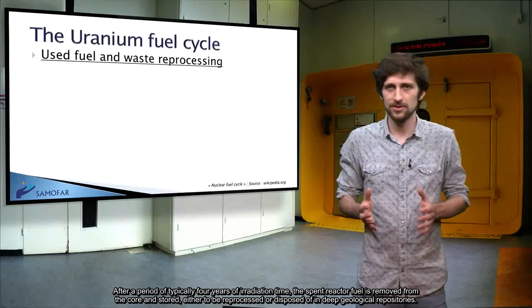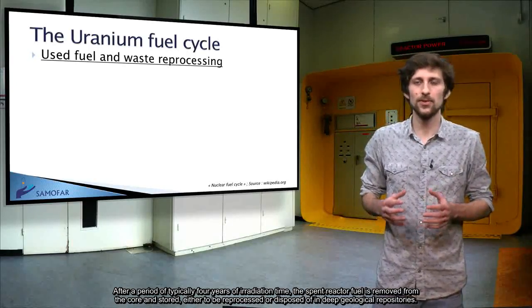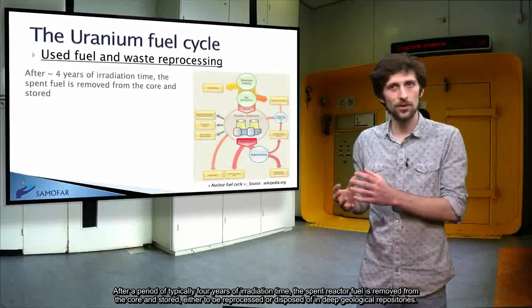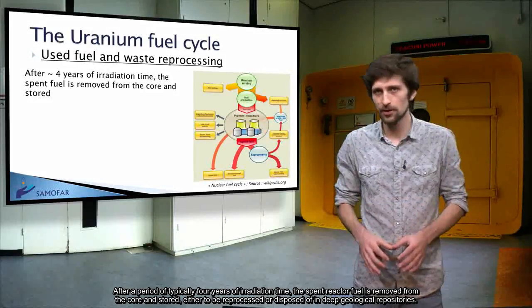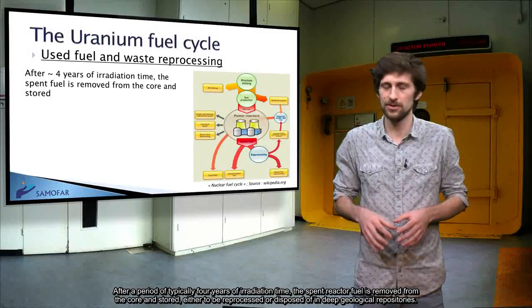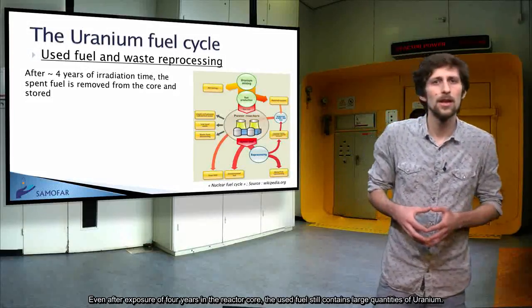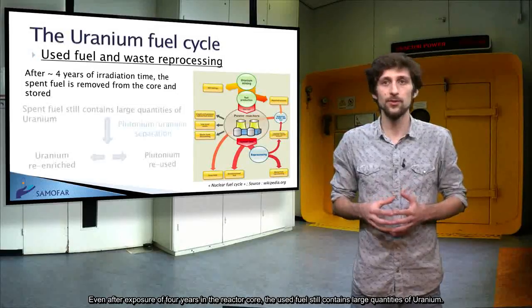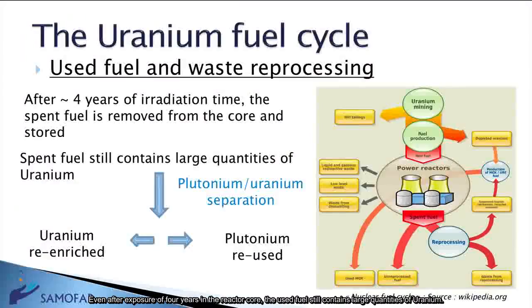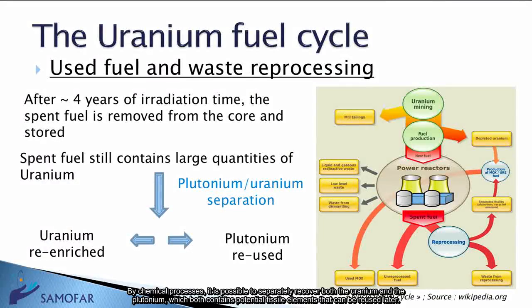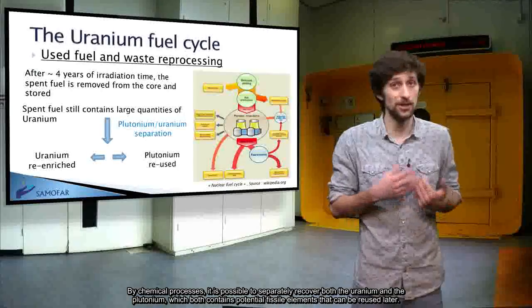After a period of typically 4 years of irradiation time, the spent reactor fuel is removed from the core and stored, either to be reprocessed or disposed of in deep geological repositories. Even after exposure of 4 years in the reactor core, the used fuel still contains large quantities of uranium. By chemical processes, it is possible to separately recover both the uranium and the plutonium, which both contain potential fissile elements that can be reused later.